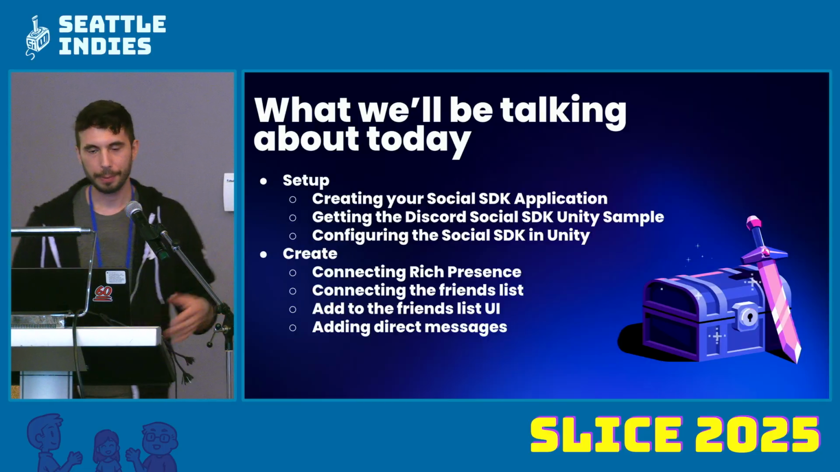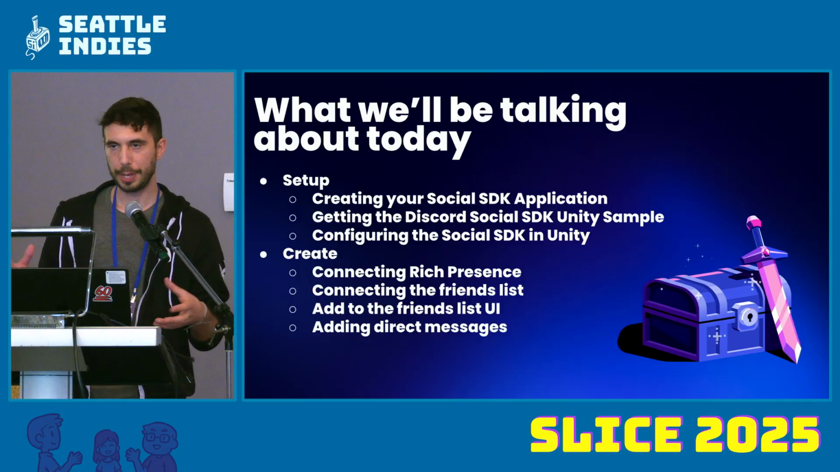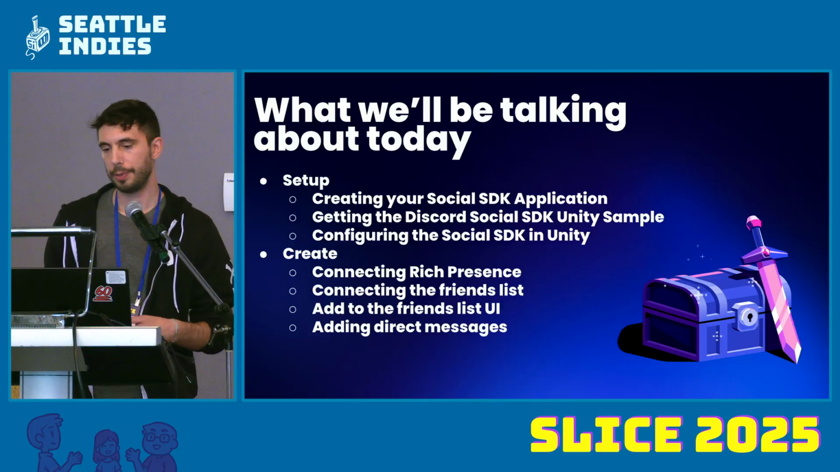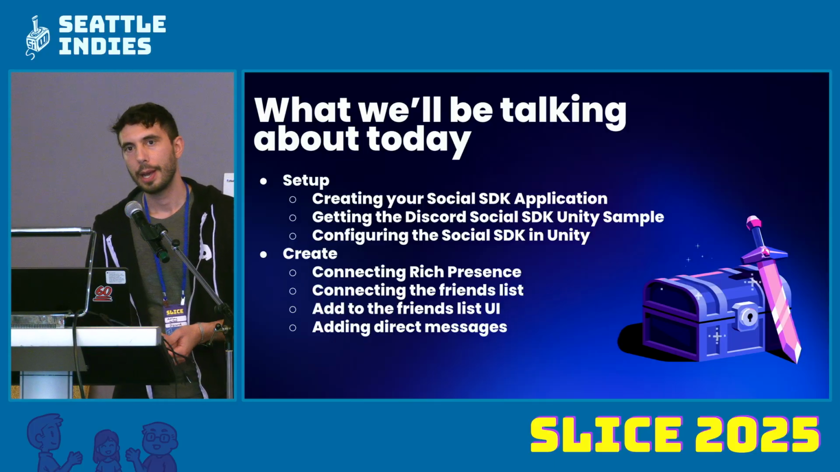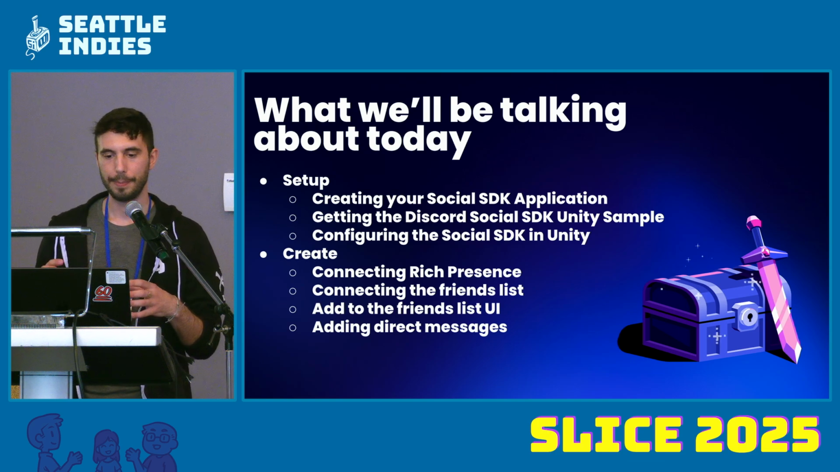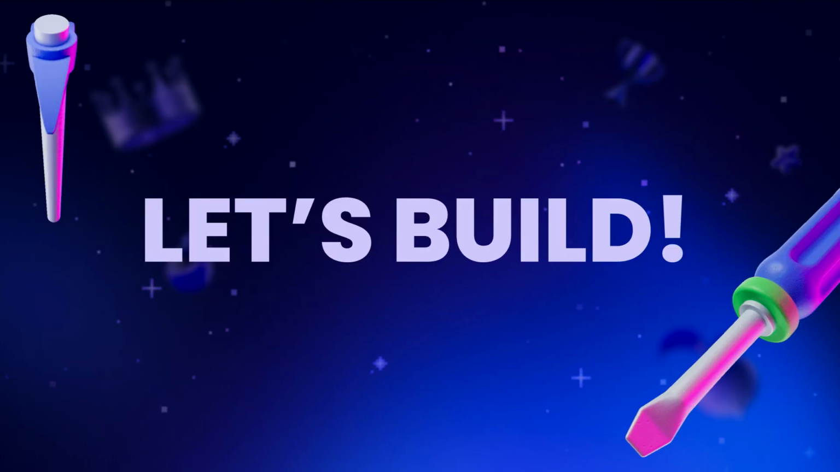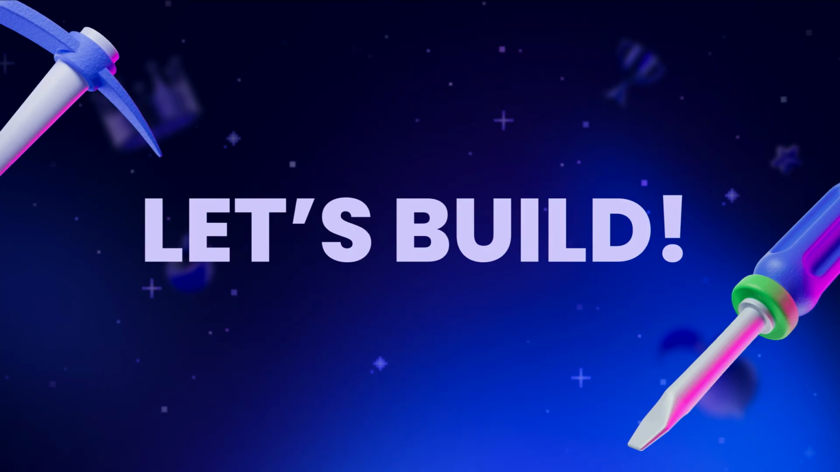And a little bit about what we're going to be talking about today. I'm going to show you how you go about setting up a Discord application, which allows you to get access to the Social SDK. We'll take a look at the sample that I mentioned, and then configure the Social SDK in that. And then we'll easily connect rich presence, friends list, and we'll do some technical building out of direct messaging in Unity.